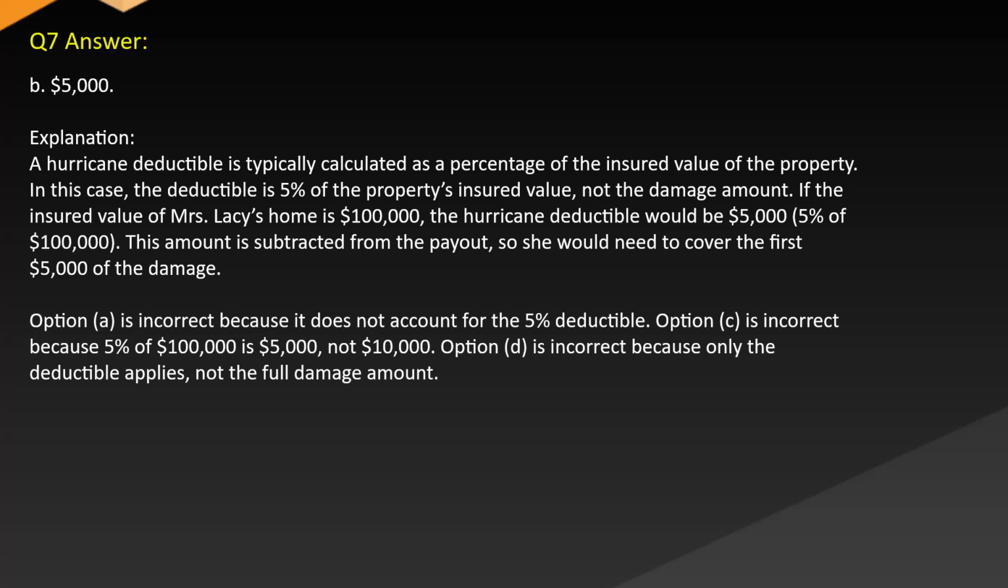Option A is incorrect because it does not account for the 5% deductible. Option C is incorrect because 5% of $100,000 is $5,000, not $10,000. Option D is incorrect because only the deductible applies, not the full damage amount.